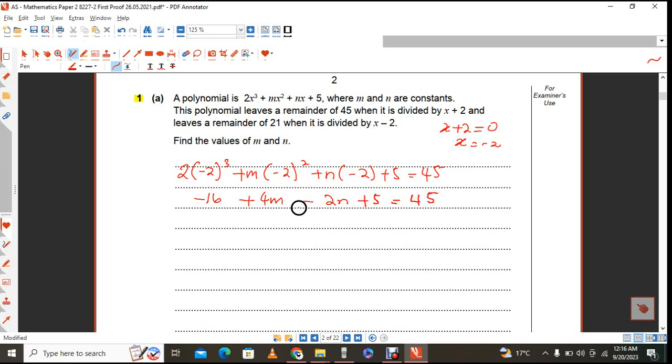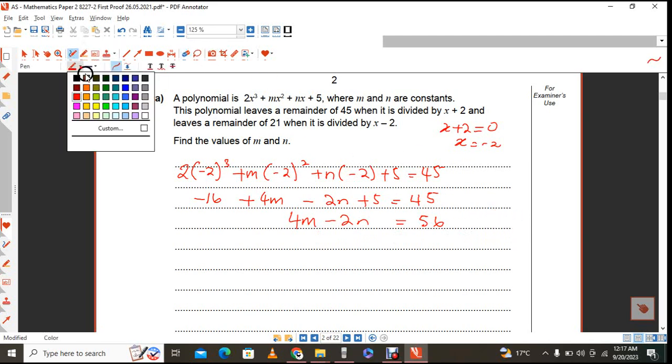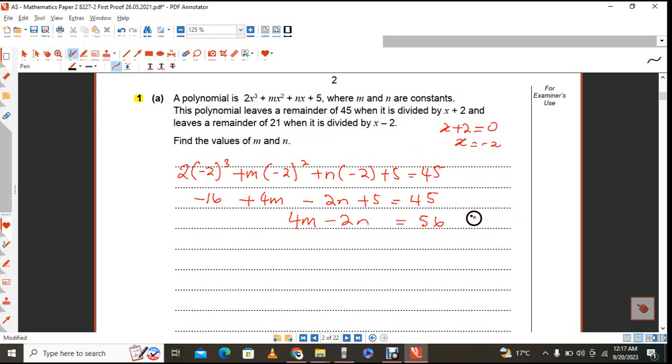So just to clean it up, you're going to have 4m minus 2n, and if you get all the numbers on the other side, you're going to have 56, of which I can just go ahead and divide this whole equation by 2. So if you were to divide the equation by 2, that is giving us 2m minus n equals 28.